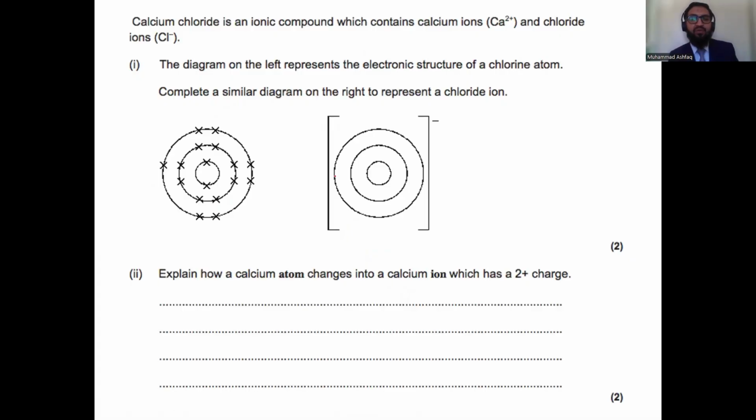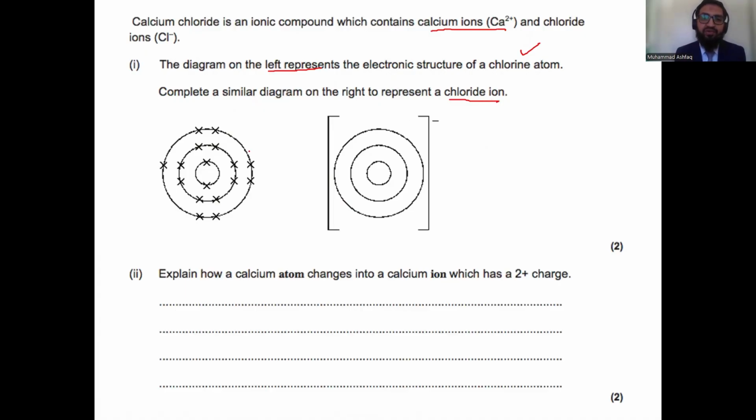Now here we have an exam type question. Again, you can pause the video for 4 minutes and find the answer. The question is: calcium chloride is an ionic compound which contains calcium ions 2+ and chloride ions -1. The diagram on the left represents the electronic structure of a chlorine atom; complete a similar diagram on the right to represent the chloride ion.